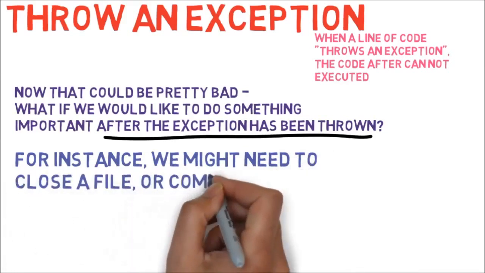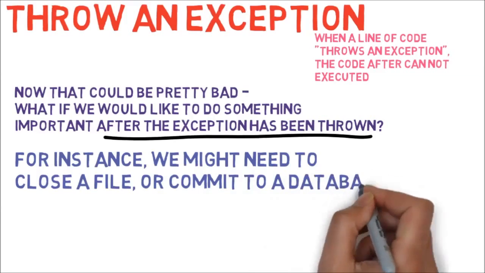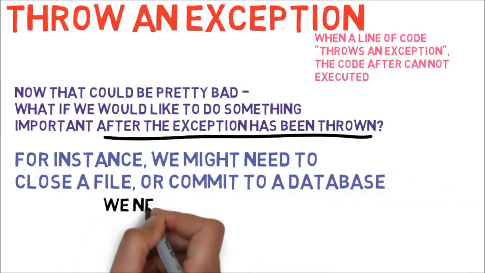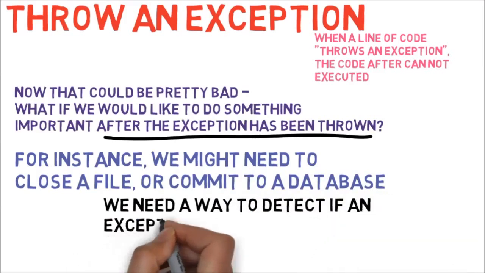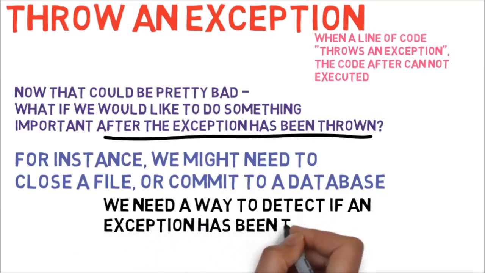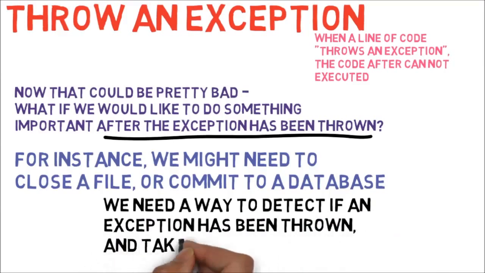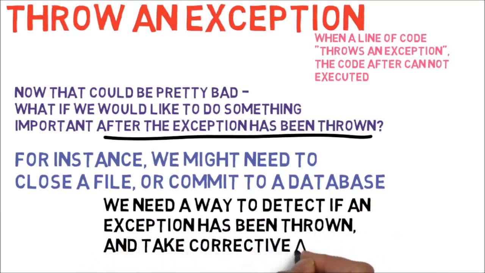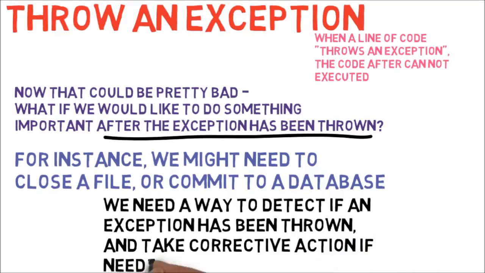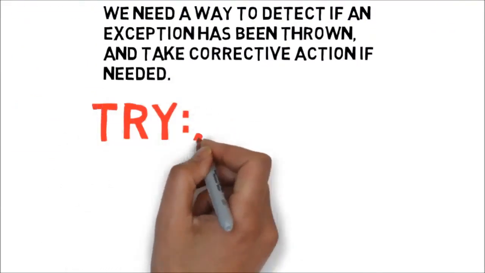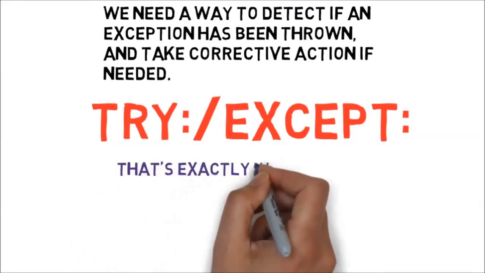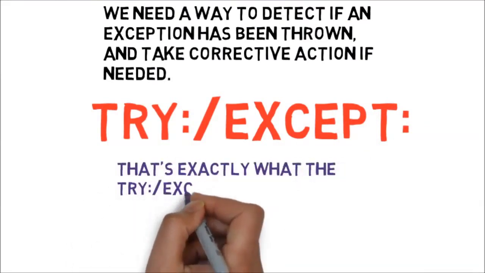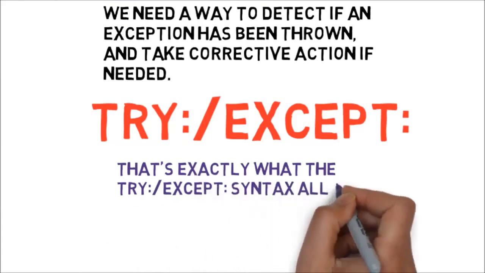What kind of examples could there be of such code? You might need to close a file or commit to a database. These are operations which are necessary, otherwise the file or database could get corrupted. So we need to find a way to detect if an exception has been thrown and take corrective action if that has happened. This is exactly what the try except syntax will allow us to do. It allows us to check if an exception has been thrown, and if an exception has been thrown, it allows us to tell the program what to do next.